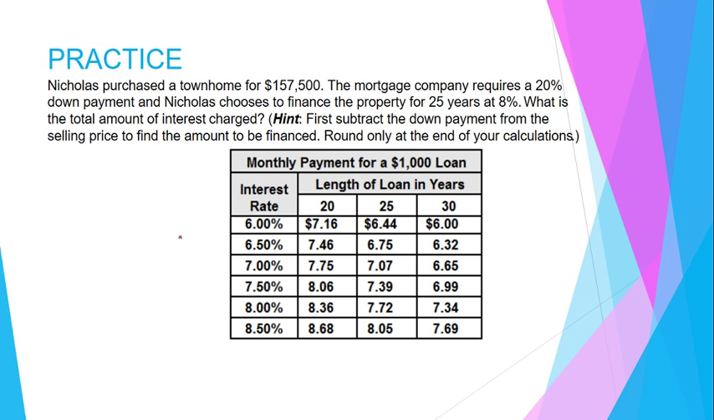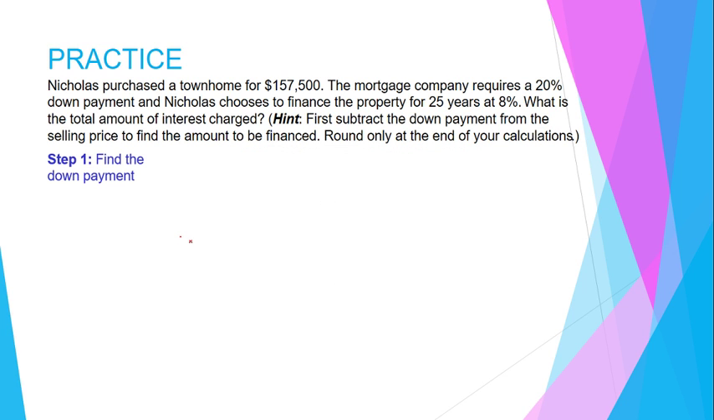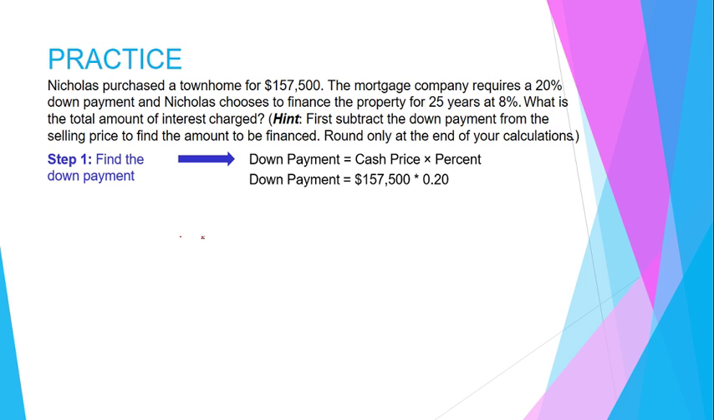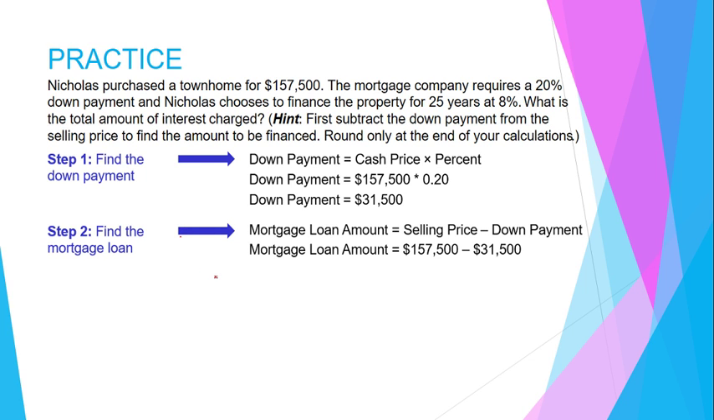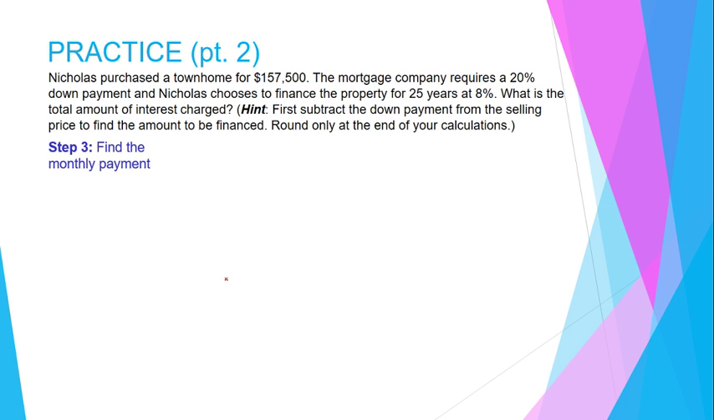Same thing. First step, find the down payment. 20% of 157,500 is 31,500. Next step is to find the mortgage loan. Subtract the down payment from the selling price, giving us a mortgage loan of $126,000. Next step is to look at the table and determine the monthly payment.